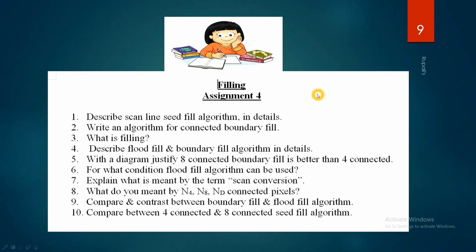So, this is your assignment number 4. Try to solve all these problems and feel free to ask any questions. Pause your video and try to solve all these problems.